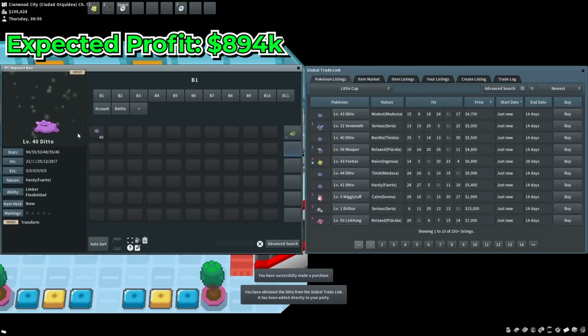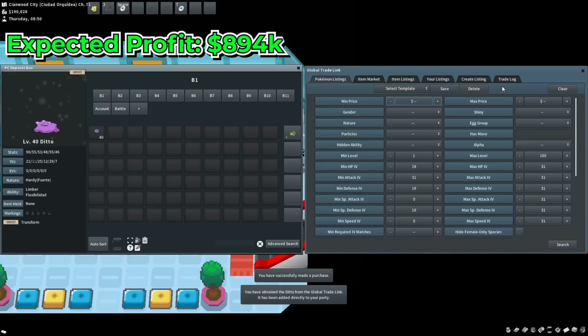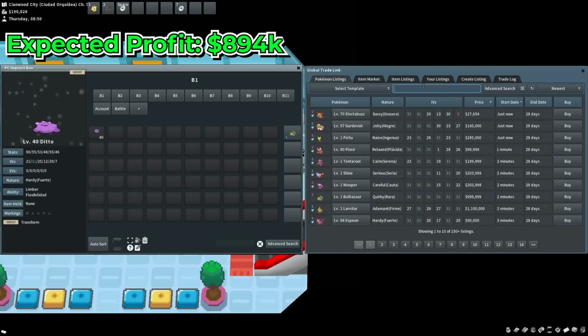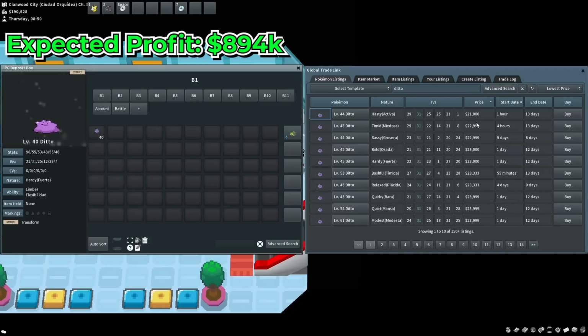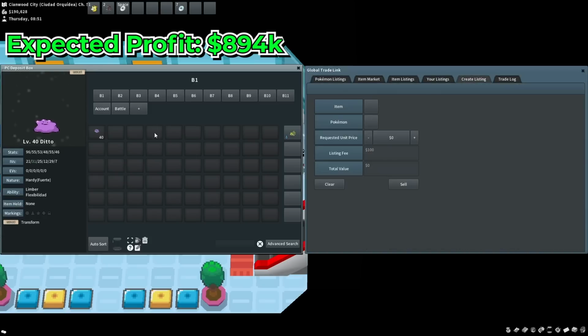This one actually has the 20s in all defenses, and they should go for the 20k. See, yep. So we're gonna underlist this guy here at 20,997.